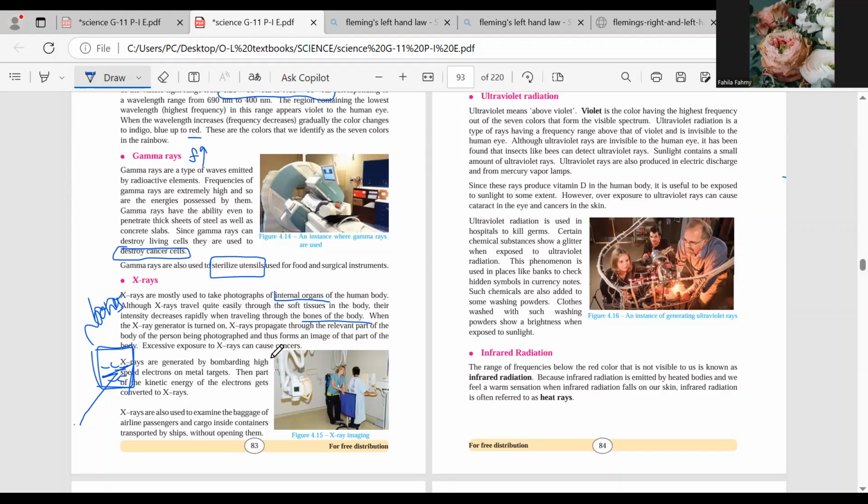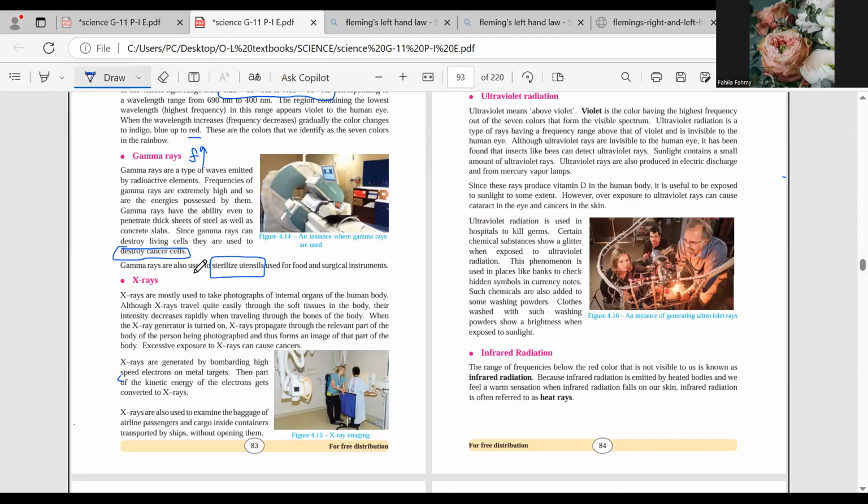Excessive exposure to X-rays can cause cancers also, right? That is also there. Okay. We use it for medical purposes only when it is necessary to observe the internal bone structures, then we can use them. But excessive usage is not good, right? Does this make sense?